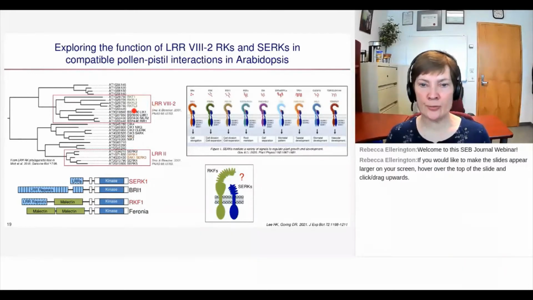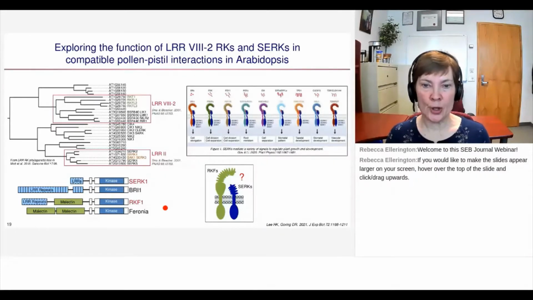And the other group was the RKF1 and RKFL1, which belong to the LRR8-2 subfamily of receptor kinases. So this is an interesting family because they have this hybrid extracellular domain where they have a group of leucine-rich repeats at the N-terminus, followed by a malectin domain. And this malectin domain is also found in this well-known receptor kinase FERONIA, which is involved in a couple of different stages of pollen pistil interactions, which I showed at the beginning of my introduction. And FERONIA has a number of other roles as well.